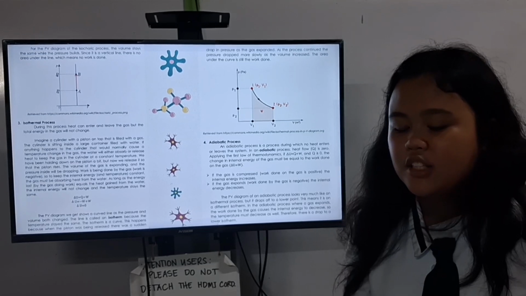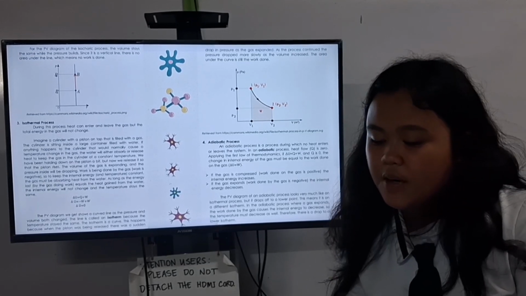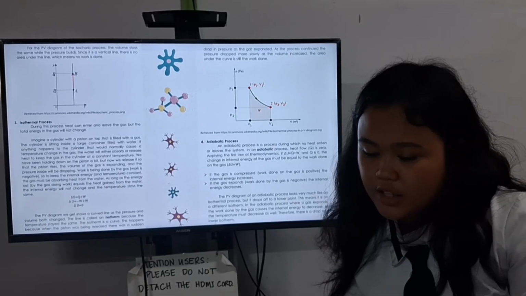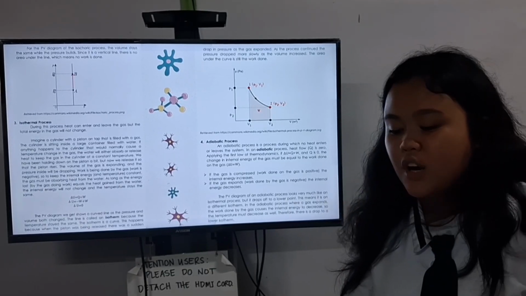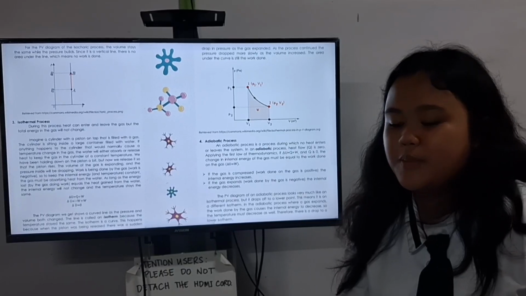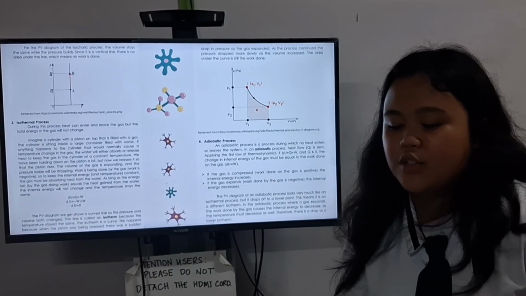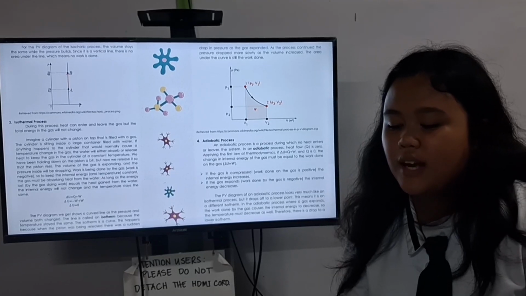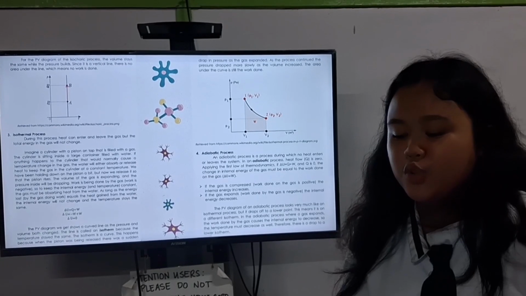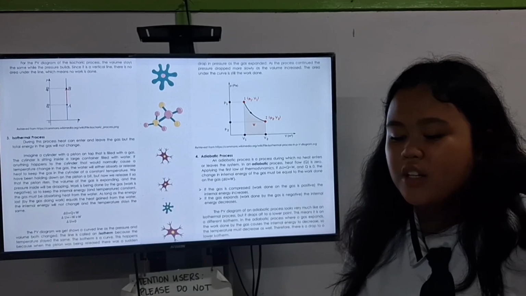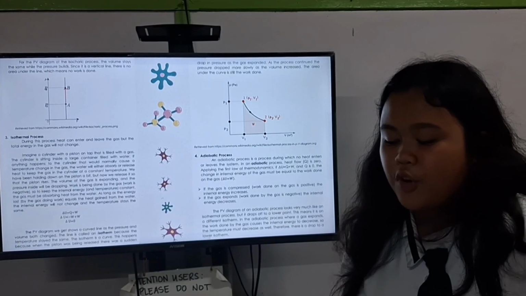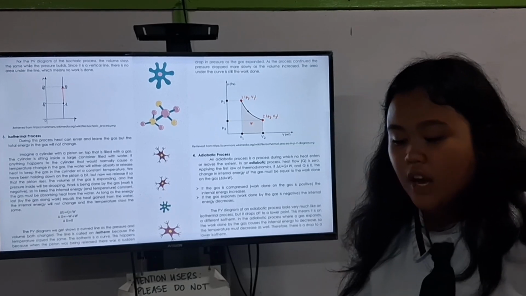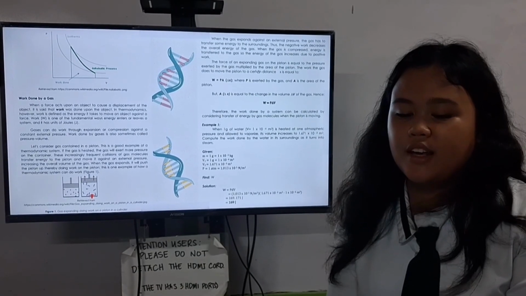If the gas expands, work done by the gas is negative. The internal energy decreases. So the PV diagram of an adiabatic process looks very much like an isothermal process, but it drops off to a lower point. So this means it is a different isotherm. In the adiabatic process where a gas expands, the work done by the gas causes the internal energy to decrease. So the temperature must decrease as well. Therefore, there is a drop to a lower isotherm.